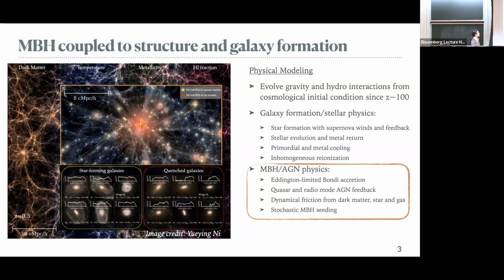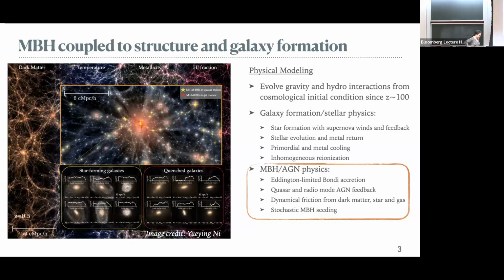In these simulations, we have all the subgrid galaxy formation and stellar physics to treat star formation, AGN accretion, and feedback. For example, we have star formation with supernova feedback. We have different heating and cooling mechanisms, and we also implement the inhomogeneous reionization in this simulation. So today I will specifically focus on the massive black hole and AGN aspect of the simulation.